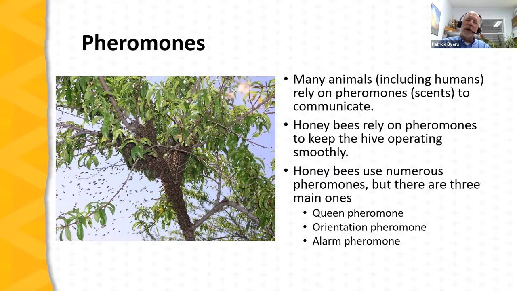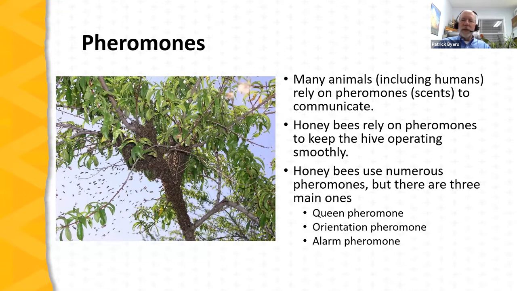But if she's failing or if she's been injured, then oftentimes pheromone production will be disrupted, and the colony can sense this. And immediately they'll go into survival mode. They'll try to produce additional queens to replace the failing or the injured queen.